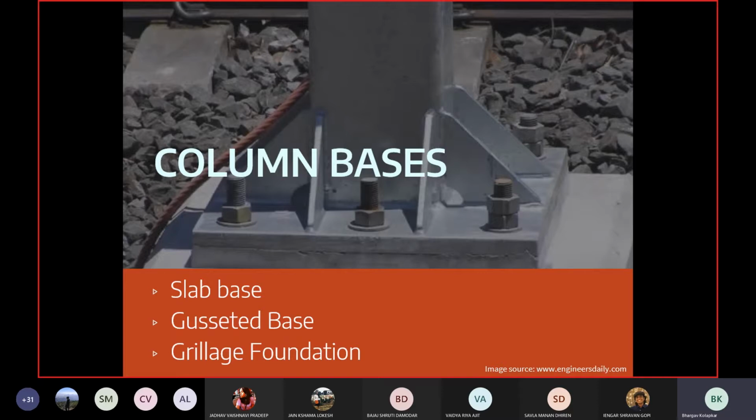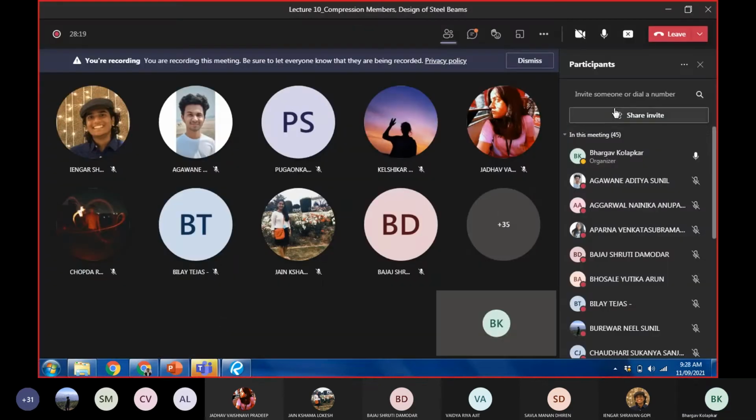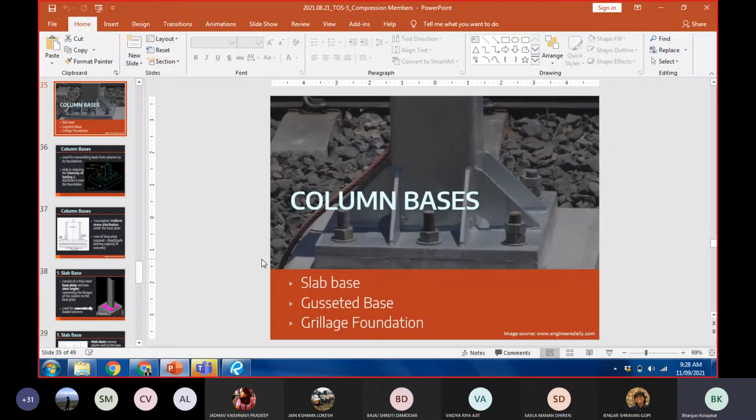Now, before jumping into this, I want to ask if you have ever seen a footing that is in steel. Okay, the meeting is still on. You can hear me, I suppose. So, not a difficult question to answer. Have you ever seen a steel footing?